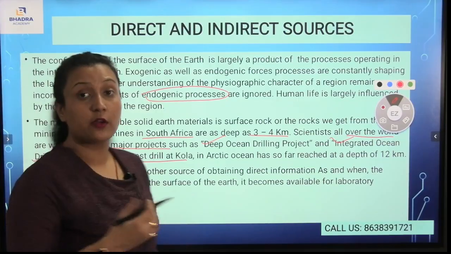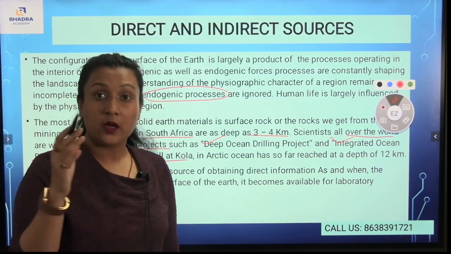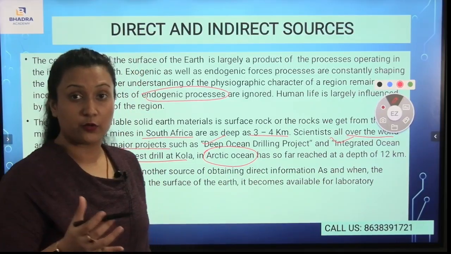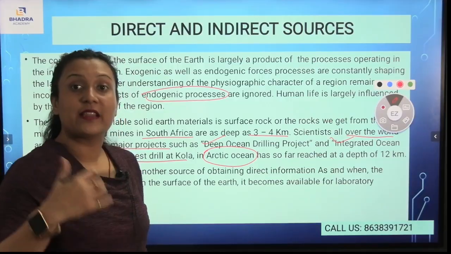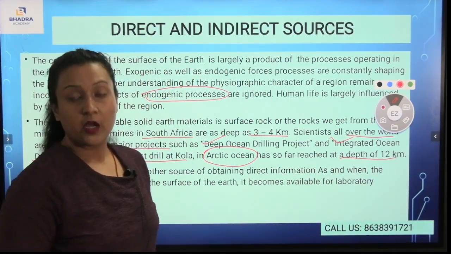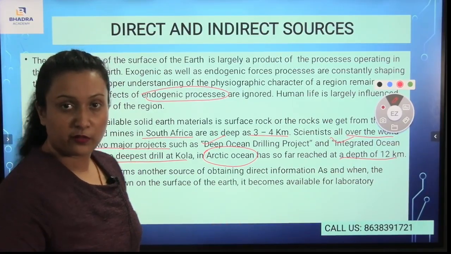Now, the deepest drill was in Kola, which is near the Arctic Ocean. To get the evidence of the direct sources, the depth is nearly 12 kilometers. So these are some of the examples of the direct sources.